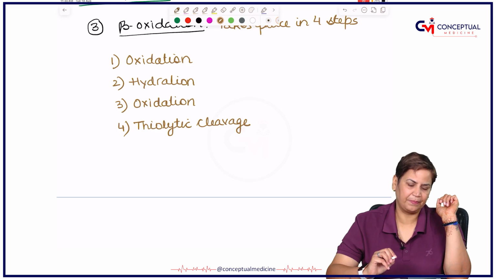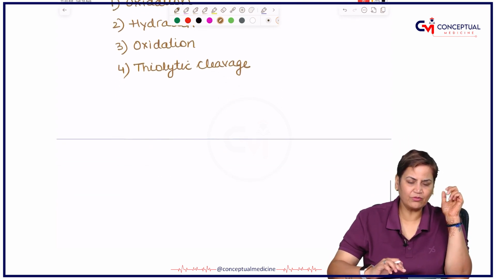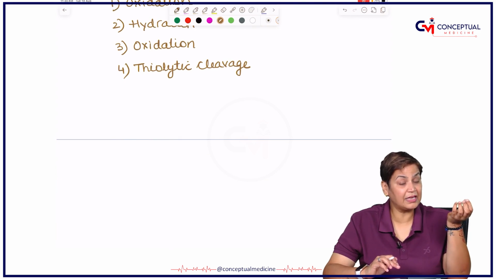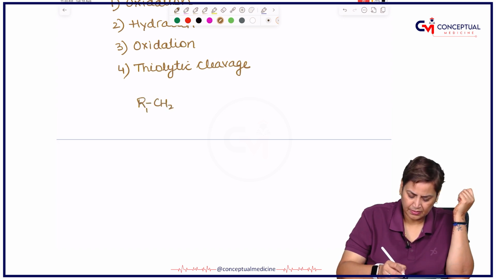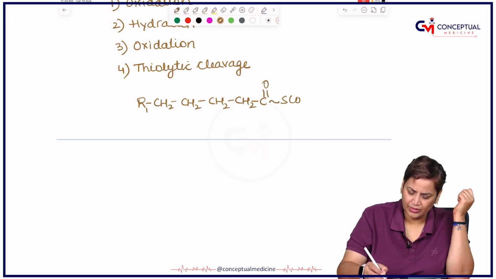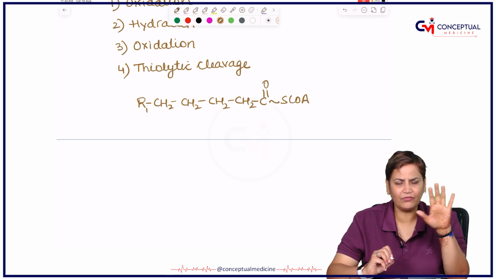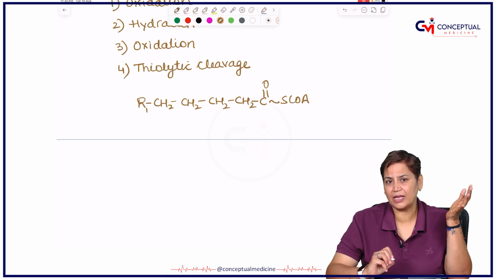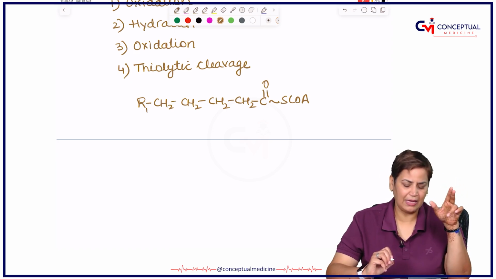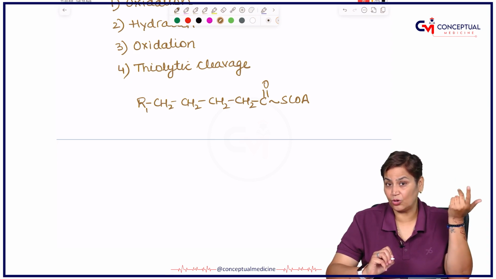And just now I have told you, where does beta oxidation occur? It occurs on the beta carbon atom. So if I talk about, say, if this is a fatty acid, for example, CH2, CH2, and this is, say, C double bond O, S-CoA. This is our acyl coenzyme A. Now fatty acid is not fatty acid, it has become acyl coenzyme A. I am not writing acetyl coenzyme A, I am just writing acyl coenzyme A. Why? Because it has a number of carbon atoms, not 2.